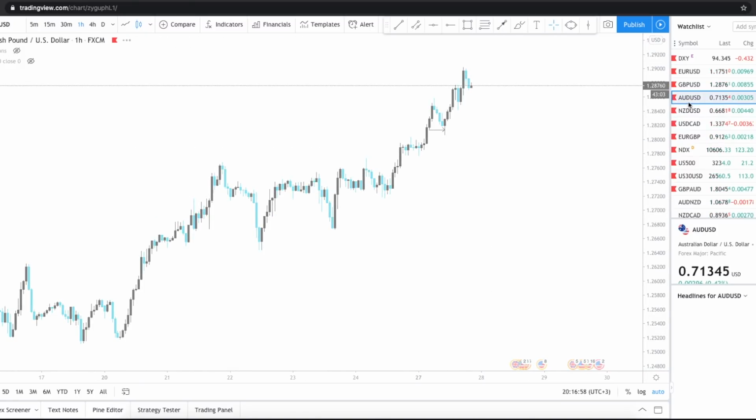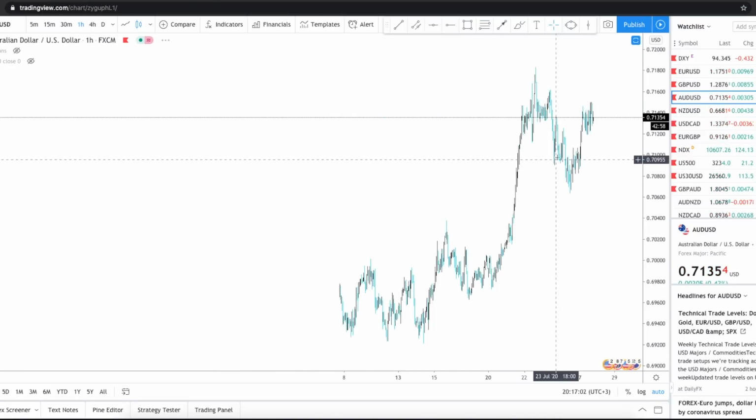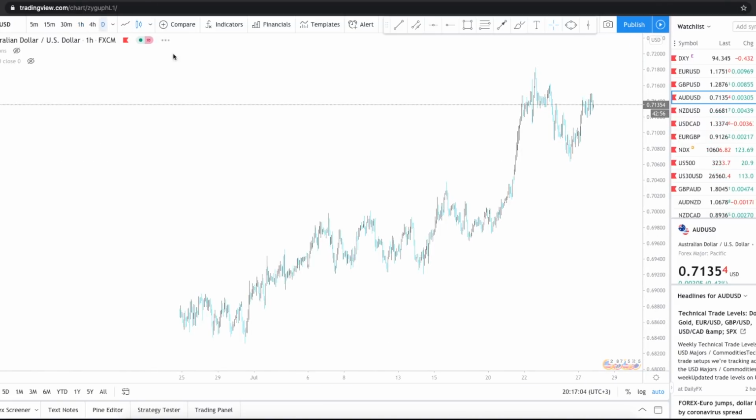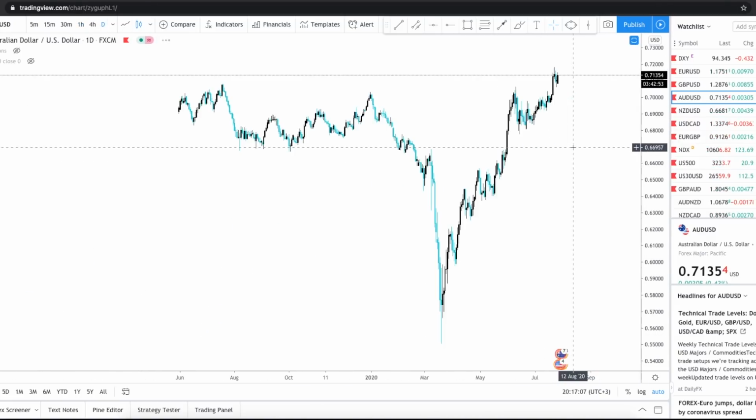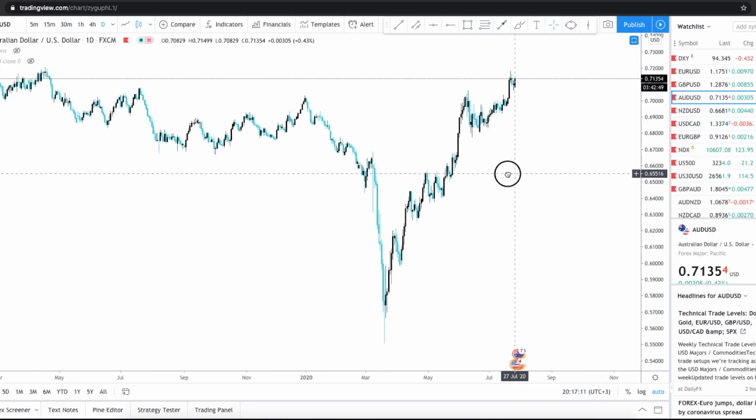So that is the reason why you should be looking at all the pairs, right? Because the chances are you're not going to get a setup on every single cross pair. So you might just look at all of them.